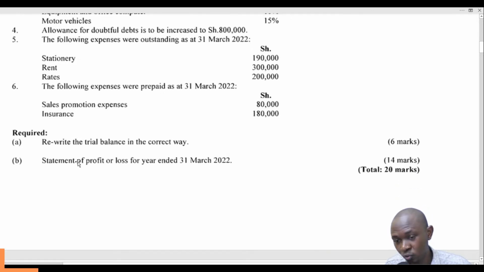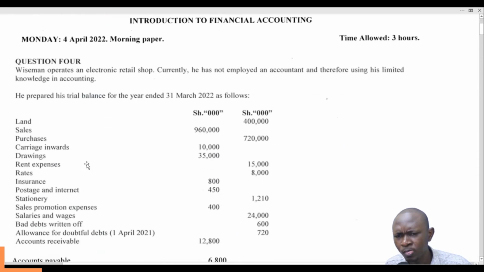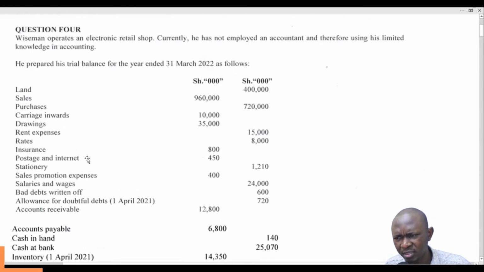So what are we required to do? We are required to rewrite the trial balance in the correct way and come up with the statement of profit or loss for the year ended 1st March 2022. This is 6 and 14 marks respectively. So they're asking us to rewrite the trial balance. Looks like it is not correct.